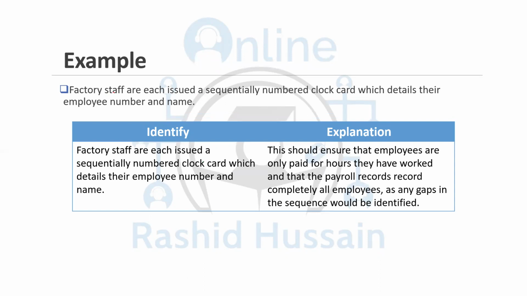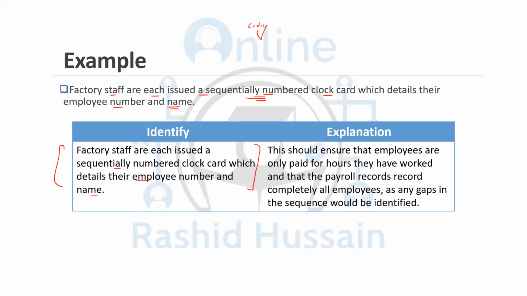So the example: factory staff are each issued a sequentially numbered clock card, which details their employee number and name. So every employee has a sequentially numbered clock card. That means there's a proper sequence of that, a proper coding, with employee number and name over that. So this is the identification: factory staff are each issued a sequentially numbered clock card, which details their employee number and name. This is the identification, writing the case study line.